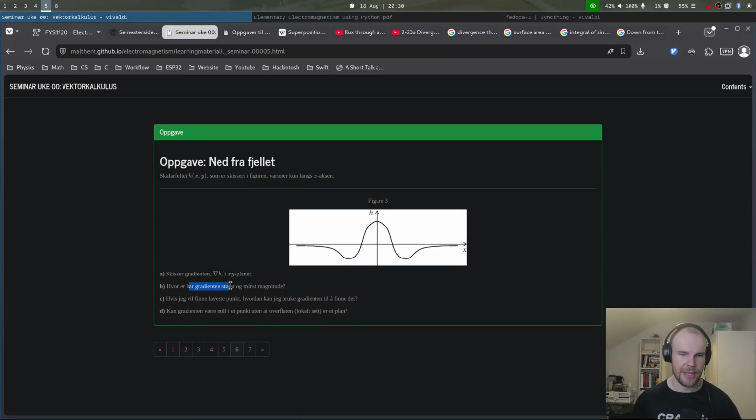Where does the gradient have its biggest and smallest? Small, small, small, and small. Biggest is, of course, there, here, here, and there, of course.